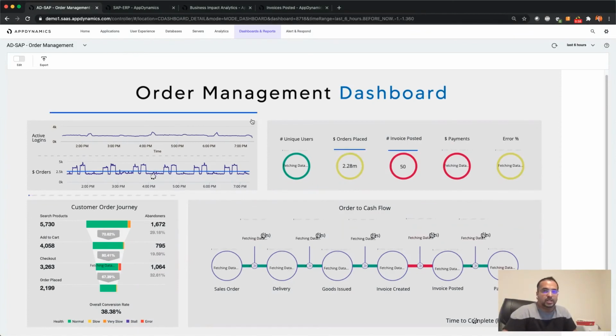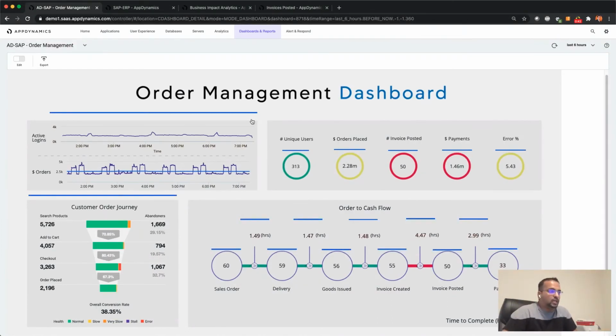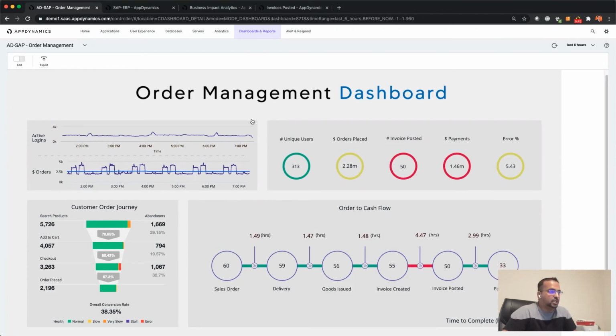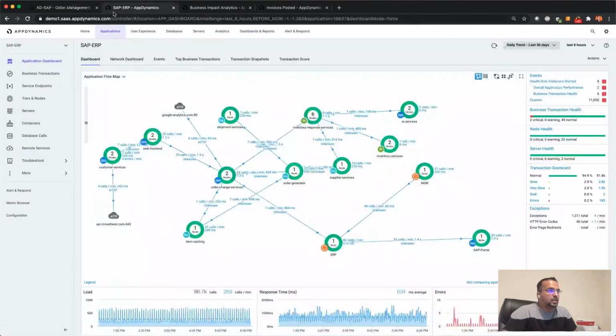In addition to these important KPIs, we also have two important journeys. One is the end user customer journey that you see here, and the next is the order fulfillment journey, in other words, the order-to-cash flow. This dashboard, though it might look simple, consists of a complex environment behind it. This is monitored by AppDynamics using our agents.